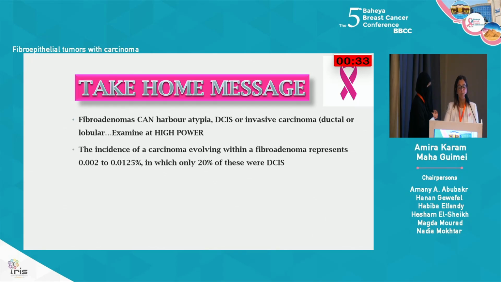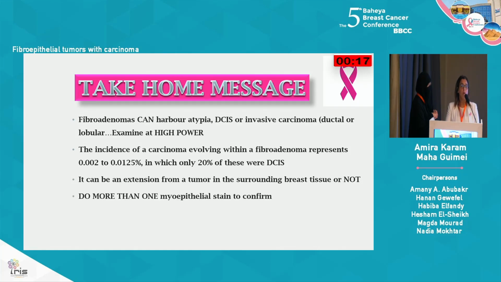The incidence of a carcinoma evolving in a fibroadenoma is very, very low, 0.002 to 0.125%, in which 20% of these prove to be DCIS. It can be an extension from a tumor outside or not. It can just occur in the fibroadenoma and there's nothing outside. Do more than 1 myoepithelial stain, and that's what we usually do, and that's what every pathologist always recommends. Do more than 1 myoepithelial stain.